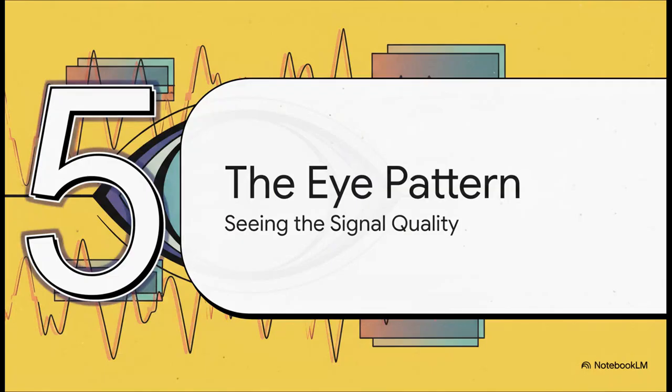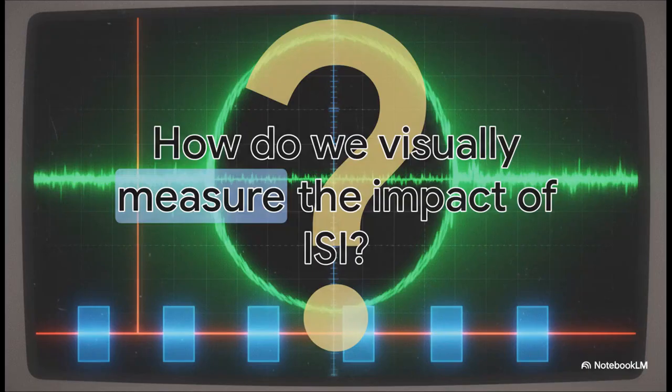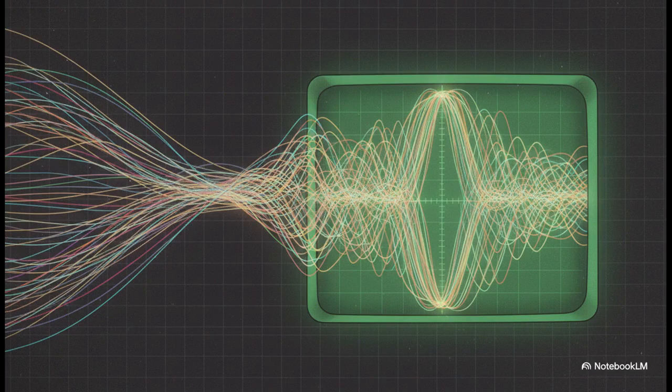Okay, so we've got our villain, ISI, and we've got our hero, the raised cosine filter. But if you're an engineer in a lab, how do you actually know if the hero is winning? How do you measure this stuff? I mean, you can't just look at individual ones and zeros as they're flying by billions of times a second. You need a tool that gives you a bigger picture, statistical view of how healthy your signal is. And that tool is the eye pattern.